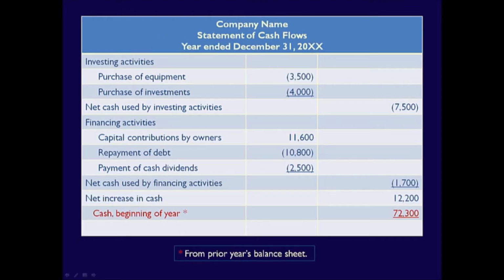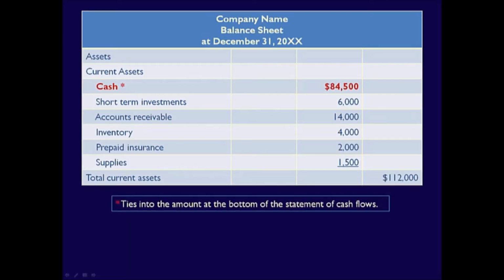We then add this to the beginning balance of $72,300, which we obtained from the prior year's balance sheet. Remember that the closing cash from one period becomes the opening balance for the next period. Adding the change in cash to the cash from the start of the year, we get an ending cash balance of $84,500. What does this tie into from the other financial statements? This is the cash balance on the balance sheet under current assets for the current year. We can clearly see the interconnection between the balance sheet and the statement of cash flows.